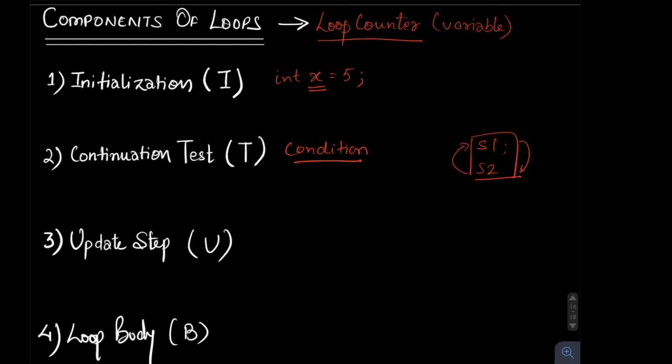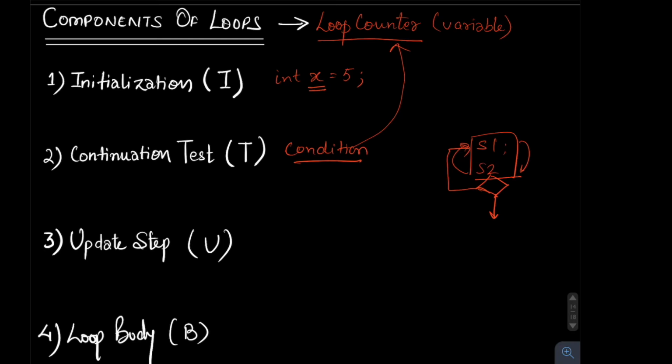So the continuation test is basically a condition, and based on this condition we either continue the flow of the loop or move out of the loop. This condition is primarily written on the loop counter. Update step is a statement that changes the state of the loop counter.